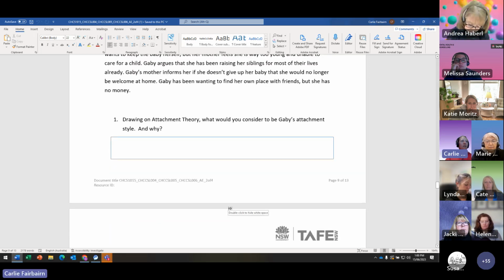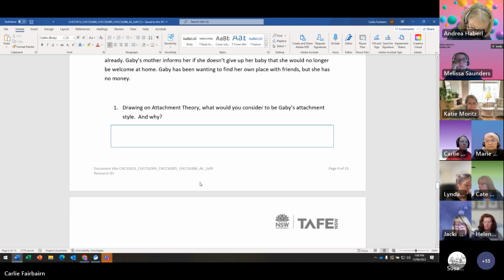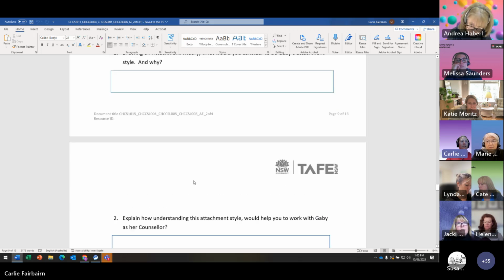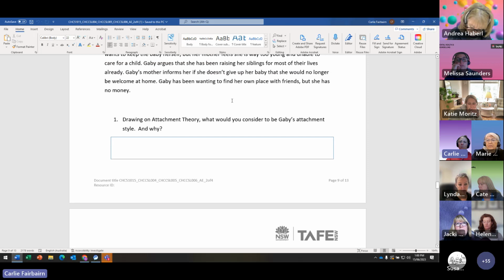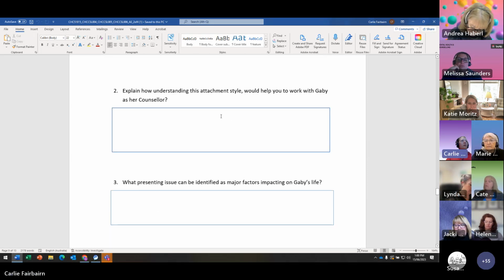Drawing on attachment theory, what would you consider to be Gabby's attachment style and why? So what indicators do you have here that lean towards one attachment style over another? Explain how understanding this attachment style would help you to work with Gabby as her counsellor. So what work might you want to do, what strategies would be useful, and how might you want to be in relationship with Gabby in that counselling space?